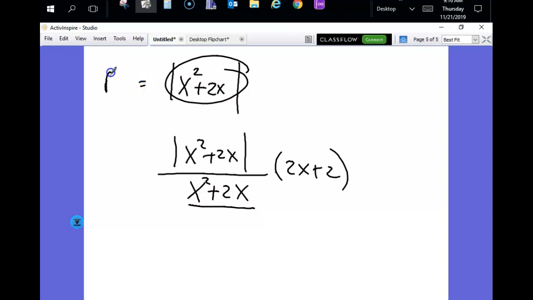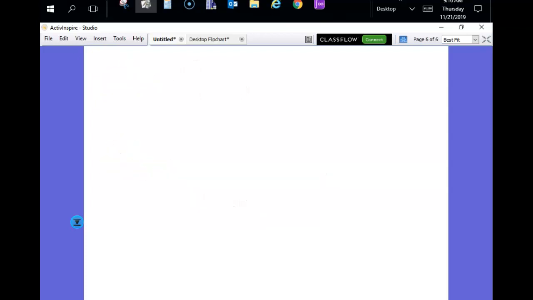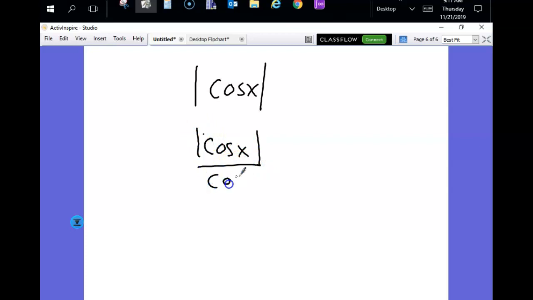So before I set you loose on that one, I want to let you guys practice it a little bit. So you don't have to write this. You can just pay attention though. So what if I gave you guys this? The absolute value of cosine x. So what am I going to write? The absolute value of cosine x over cosine x times negative sine x. Good. You guys got it? Okay, so that's our shortcut. There's a longer way to do derivatives of absolute value functions, but that's our shortcut, and that's what I want you guys to use today.